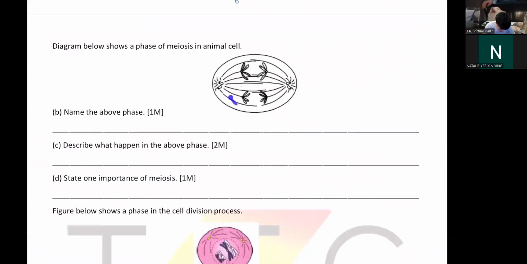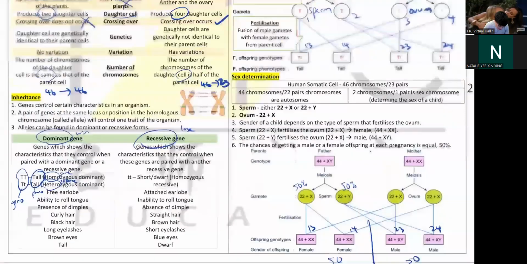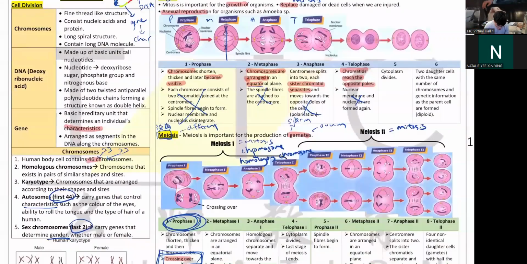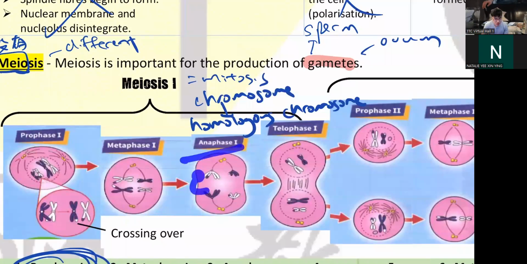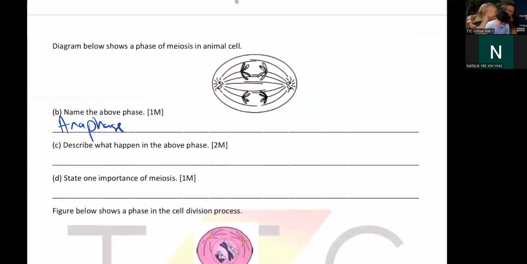So what is this? You see crossing over, right? That's crossing over. Now they split. This is anaphase, because splitting is anaphase. Then you have to ask yourself: are they splitting chromosomes or are they splitting homologous chromosomes? Now you see a pair, right? Whenever you see homologous chromosomes, that would be meiosis 1. So in this case, this would be anaphase 1.